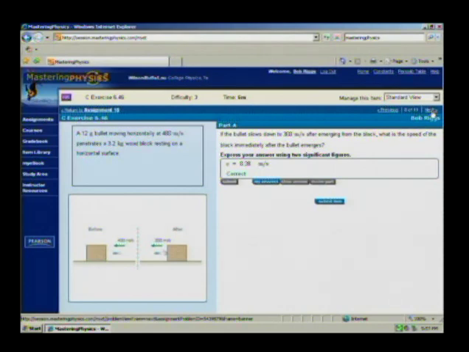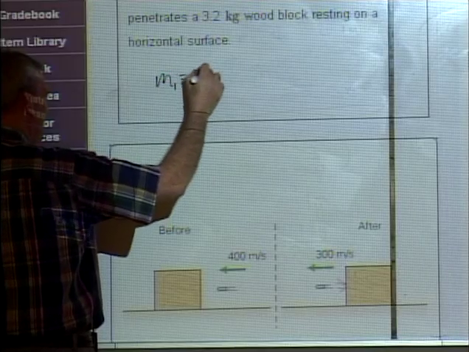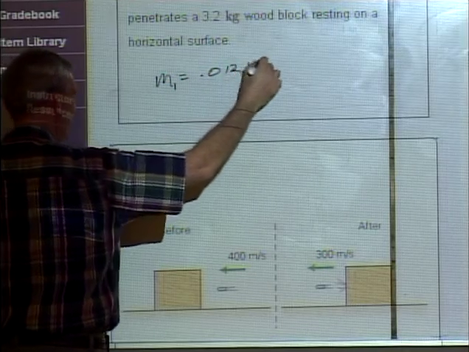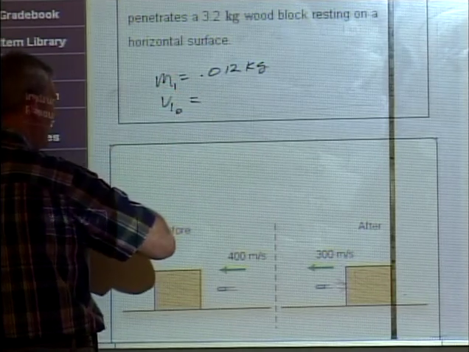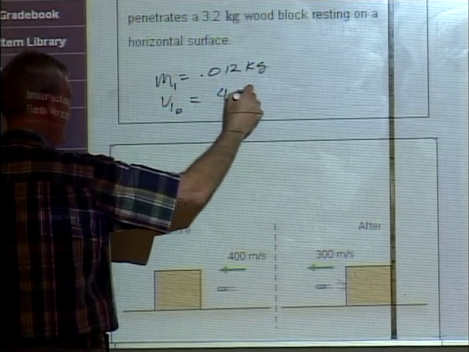Okay, now, wow, we already did this problem. This is a cool problem. I love this problem. This is a nice little problem. All right, got a 12 gram mass, so m1 equals 0.012 kilograms. Its initial velocity for 1 is 400 meters per second.